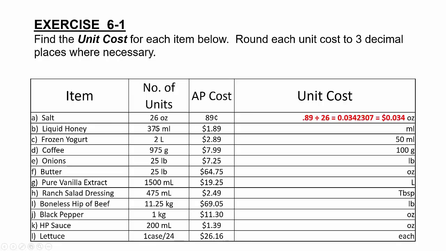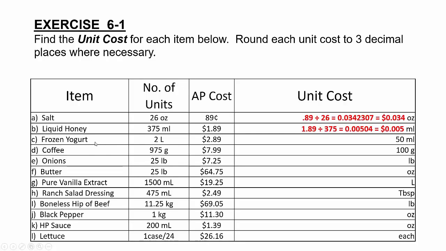The next item, liquid honey. We purchased 375 milliliters. Our AP cost was $1.89, and we're looking to cost it by the milliliter. Same recipe, same procedure. AP cost of $1.89 divided by 375, the amount of milliliters we receive for that price. And there's the unrounded answer, and we round it off to $0.005 per milliliter of liquid honey.